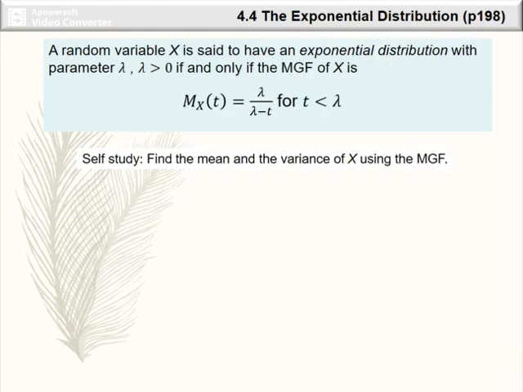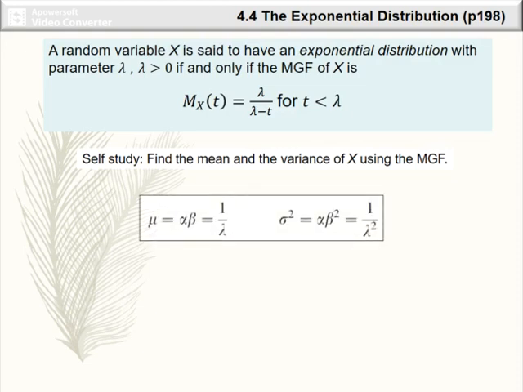Another thing that you need to be able to do in relation to the moment generating function is derive the mean and the variance using the moment generating function. So try that for yourself, the same way that we looked at how you do this. Make sure you can do it. You should be able to do it by now.